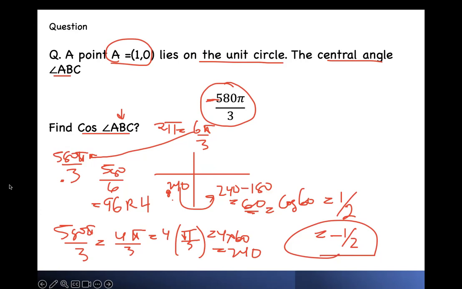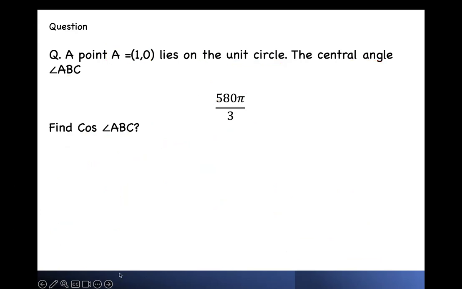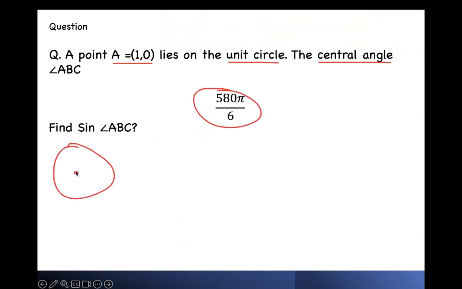This is the first one. The second one is the same thing, but a different strategy. This is a cosine, but I changed the denominator. Now I'll give you 6. Use the same strategy. Don't worry about it. When they give you this point, it lies on the unit circle. It has a central angle of that. Same thing. So this is the central angle. The same, but the angle is bigger.